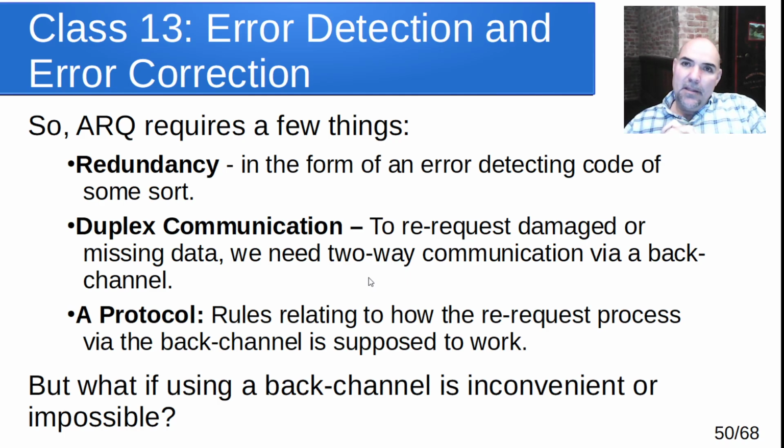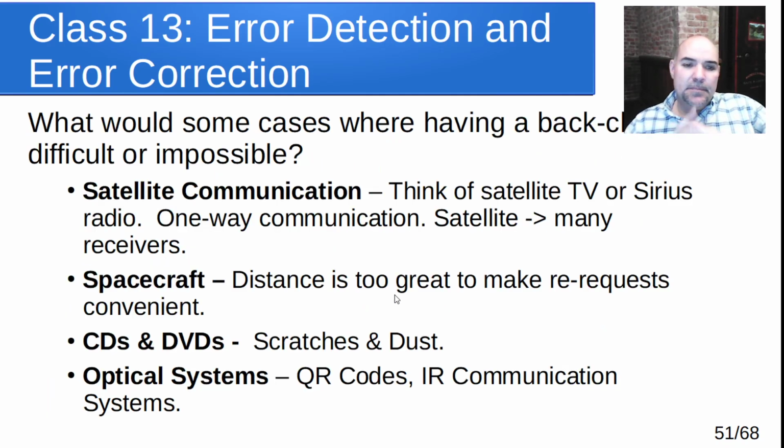Now, while ARQ is used in a lot of systems, there are cases where using a back channel is either inconvenient or impossible. What do we do about those cases? And what are some cases where it is difficult? Let's talk about satellite communication. You have your satellite TV, like DirecTV or Dish Network. It can't really request things back from the satellite in a stream of data that's coming down, because the satellite is just transmitting this stream of data to all people at the same time.